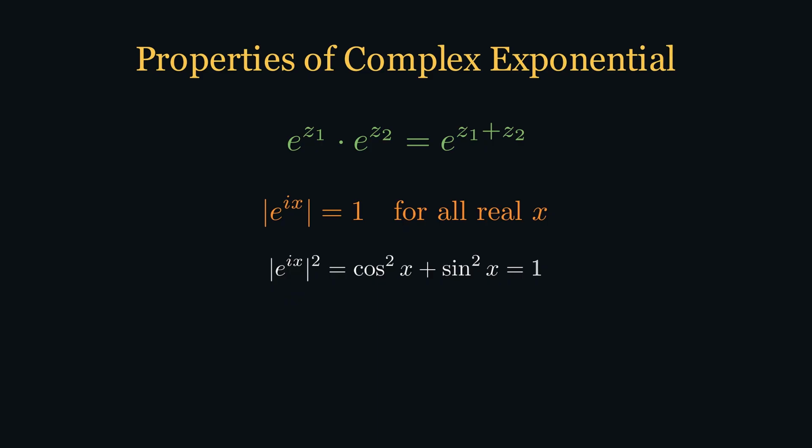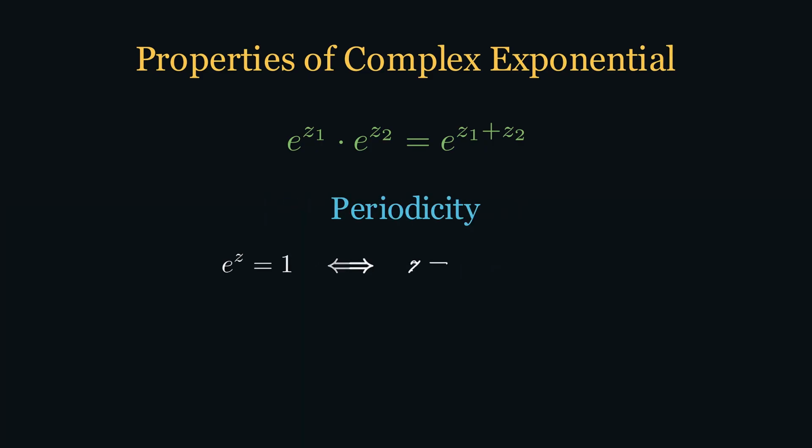When does e to the z equal 1? e to the z equals 1 if and only if z is an integer multiple of 2 pi i. Going around the unit circle, every full rotation of 2 pi brings you back to 1. The complex exponential is periodic, with period 2 pi i.